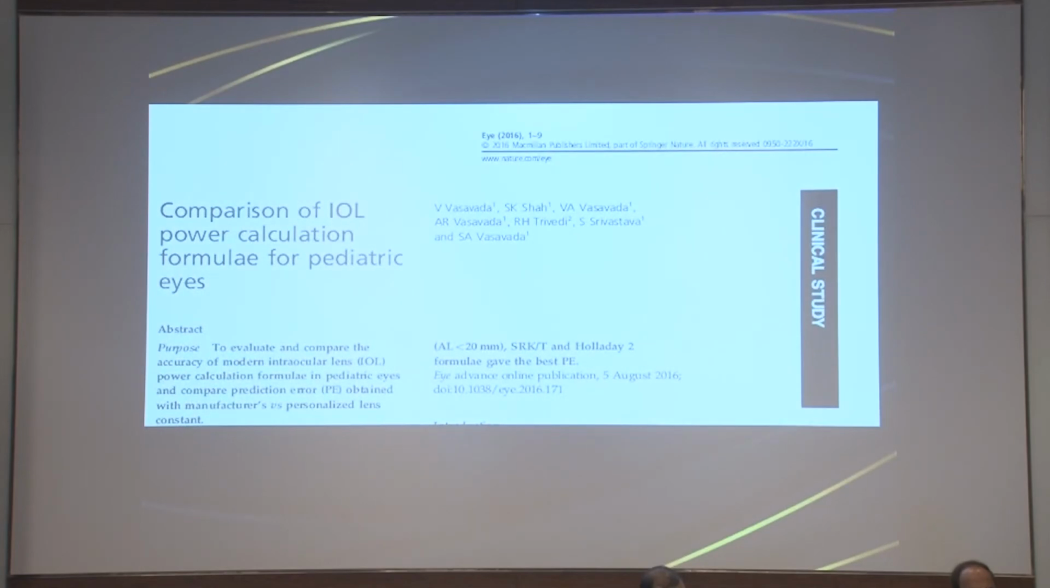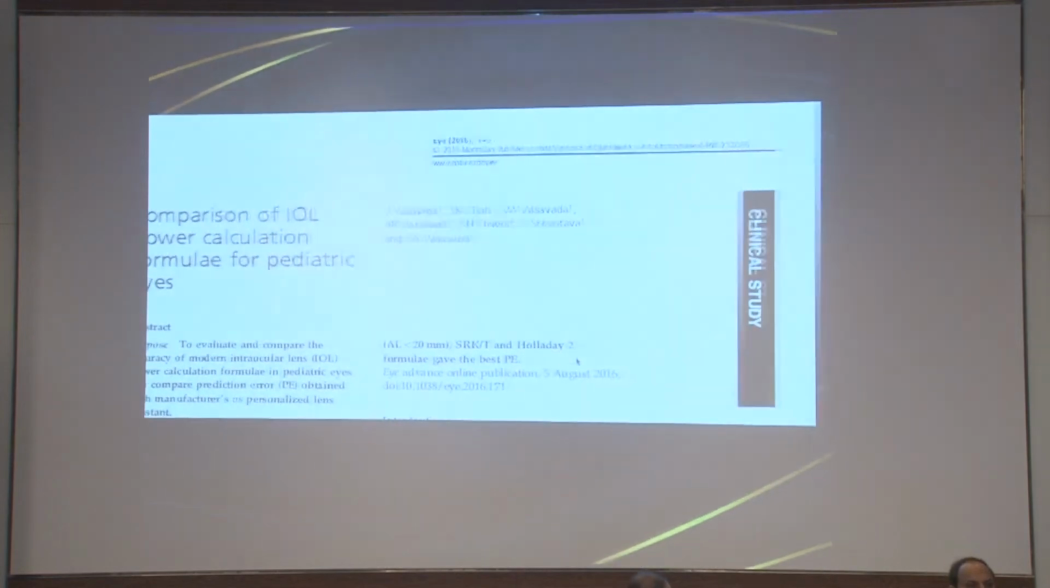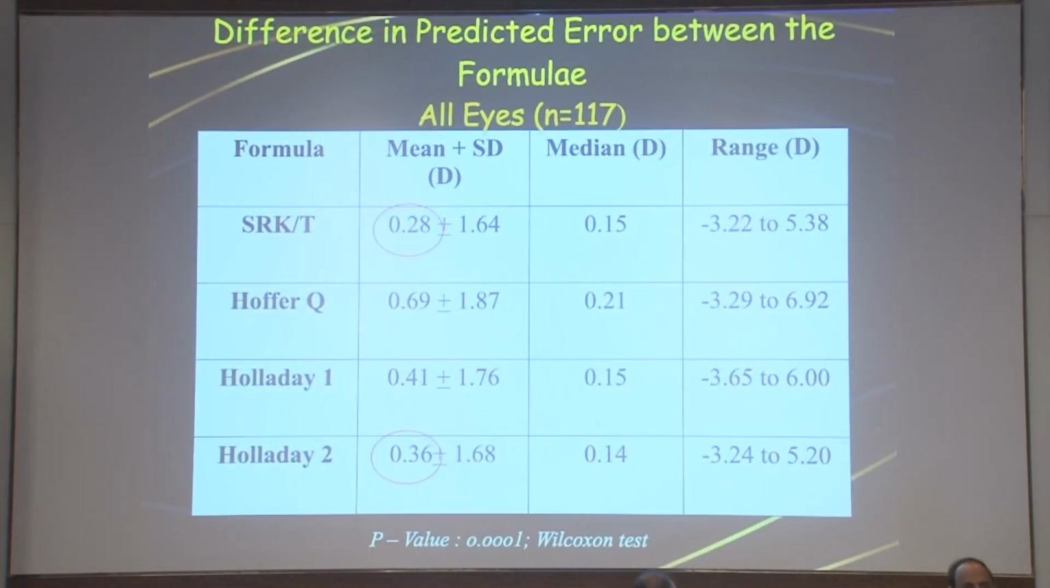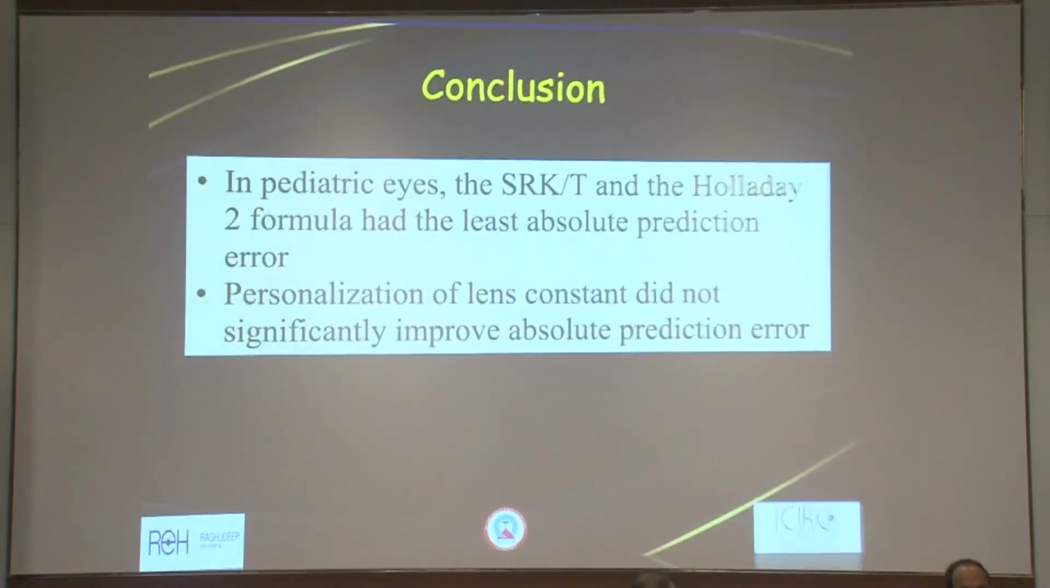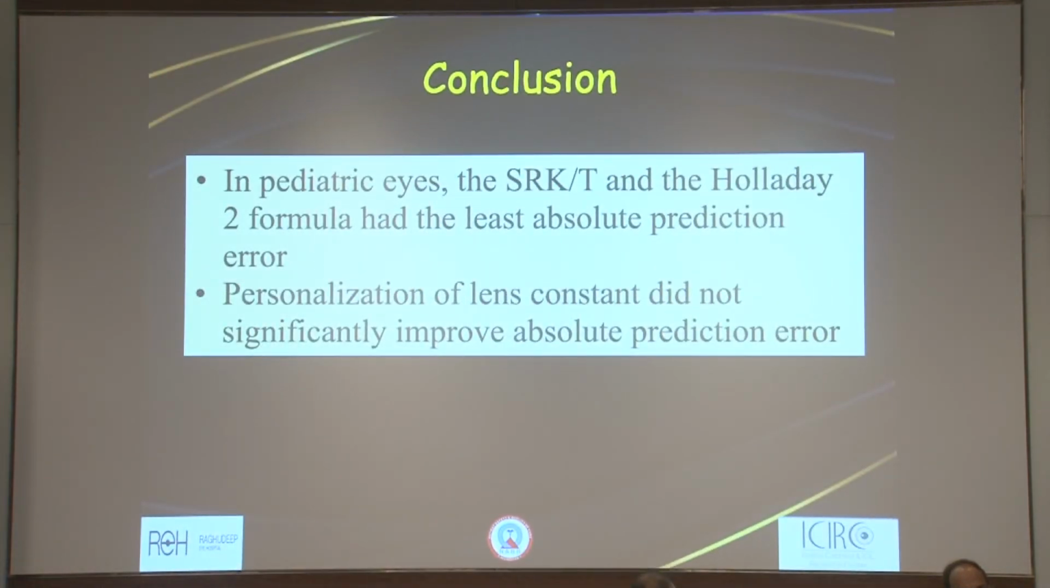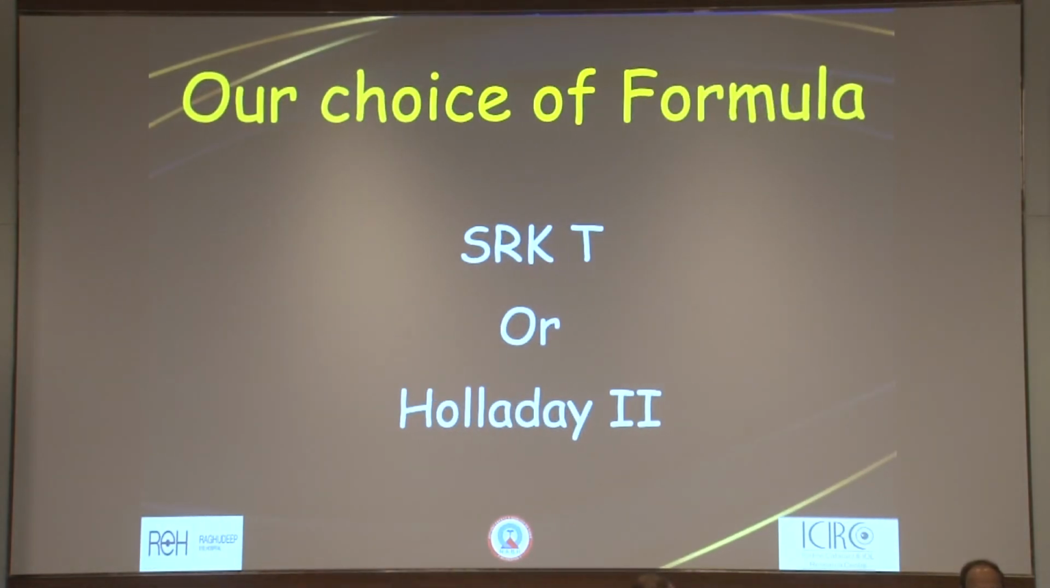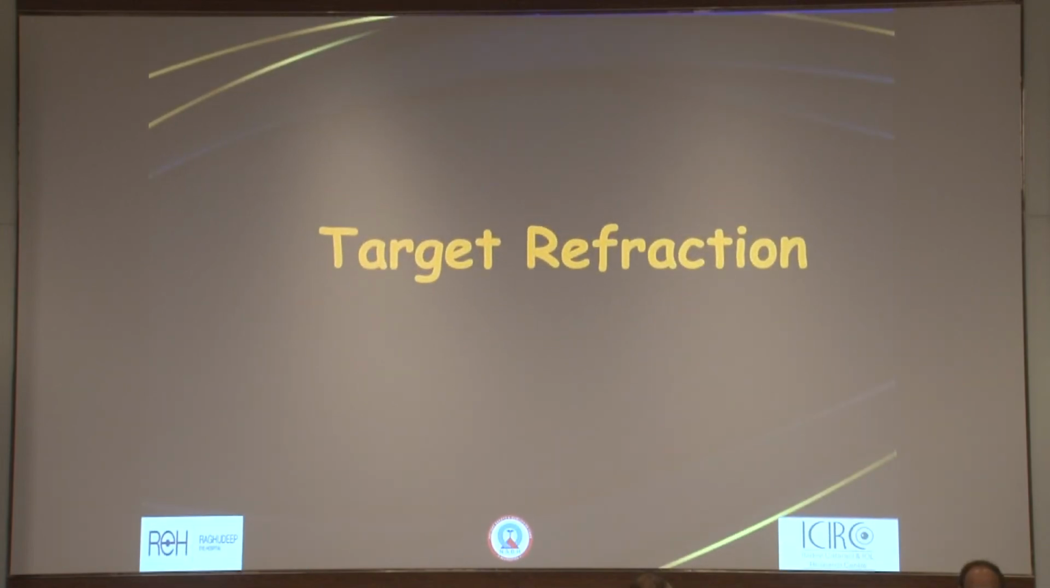We did our own data analysis, and in our hands, we found the SRK/T and the Holladay 2 to be working relatively better compared to the other formulas. We are also analyzing our data with the Barrett Universal, but at present the SRK/T and the Holladay 2 are our personal preference. Interestingly, most of the studies, including our study, found that personalizing lens constants like we do for adults doesn't seem to help much in pediatric eyes. So our choice at the moment is this. Maybe with analysis of some of the newer formulas, this may change.